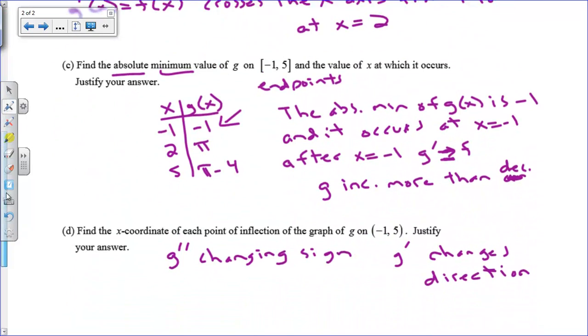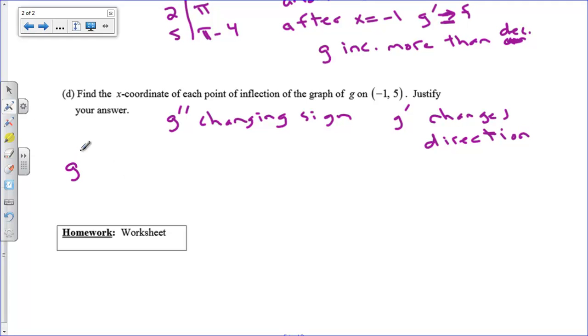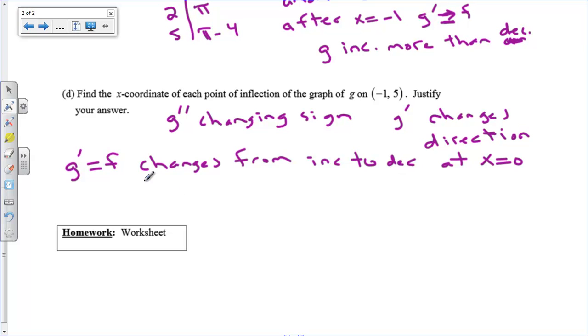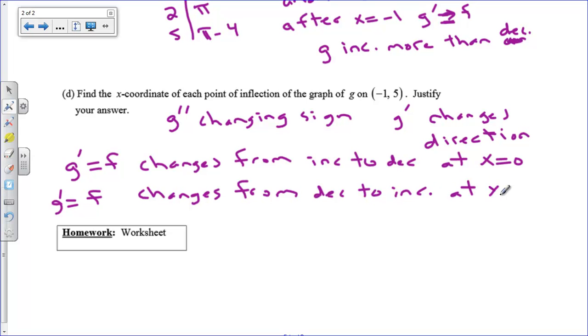And I'm going to argue that it changes direction. So I'm going to say that g prime, which equals f, changes from increasing to decreasing at x equals 0, and then also f, which is g prime, changes from decreasing to increasing at x equals 3. I know that was a lot, but this is almost a guaranteed question on the free response part of your AP exam. I will see you guys tomorrow.